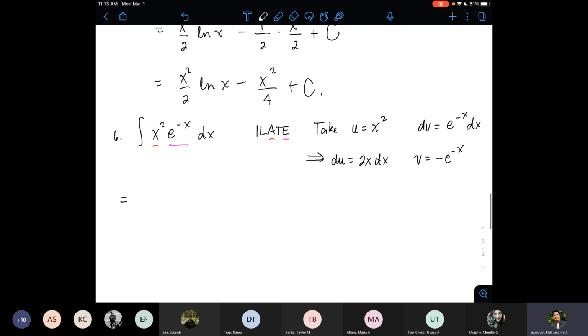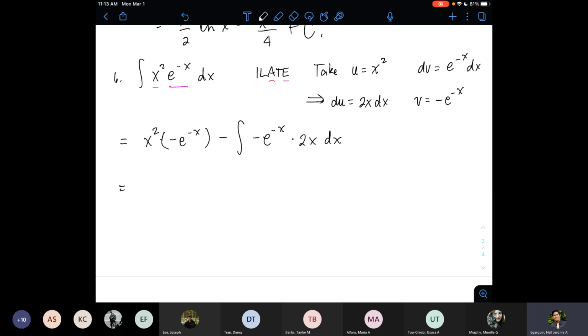And then use formula number 1. The original integral is equal to uv. So this is going to be x squared times negative e to the minus x minus integral of v du. So v is negative e to the minus x, du is 2x dx, right? Let me just rewrite this as negative x squared e to the minus x plus 2 integral of x e to the minus x dx. Okay, good so far?